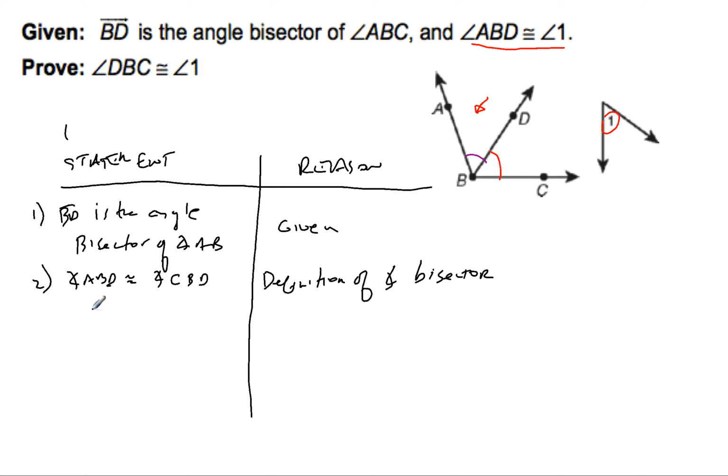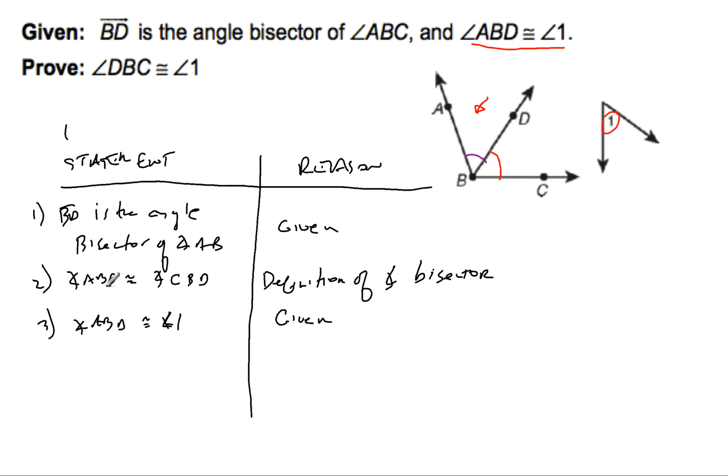Okay, lovely. So now what do I have? Well, now let me take down what they're giving me: the fact that angle ABD is congruent to angle 1. And what's the reason for that? Well, it is given to us, right? So I'm going to say given.